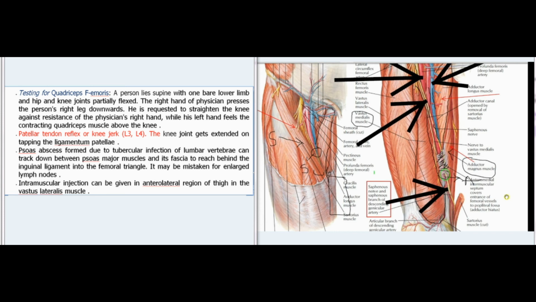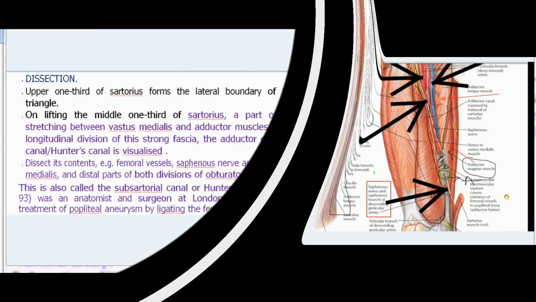Patellar tendon reflex or knee jerk, L3, L4. The knee joint gets extended on tapping the ligamentum patellae. Psoas abscess formed due to tubercular infection of lumbar vertebrae can track down between psoas major muscle and its fascia to reach behind the inguinal ligament into the femoral triangle. It may be mistaken for enlarged lymph nodes. Intramuscular injection can be given in the anterolateral region of the thigh in the vastus lateralis muscle.